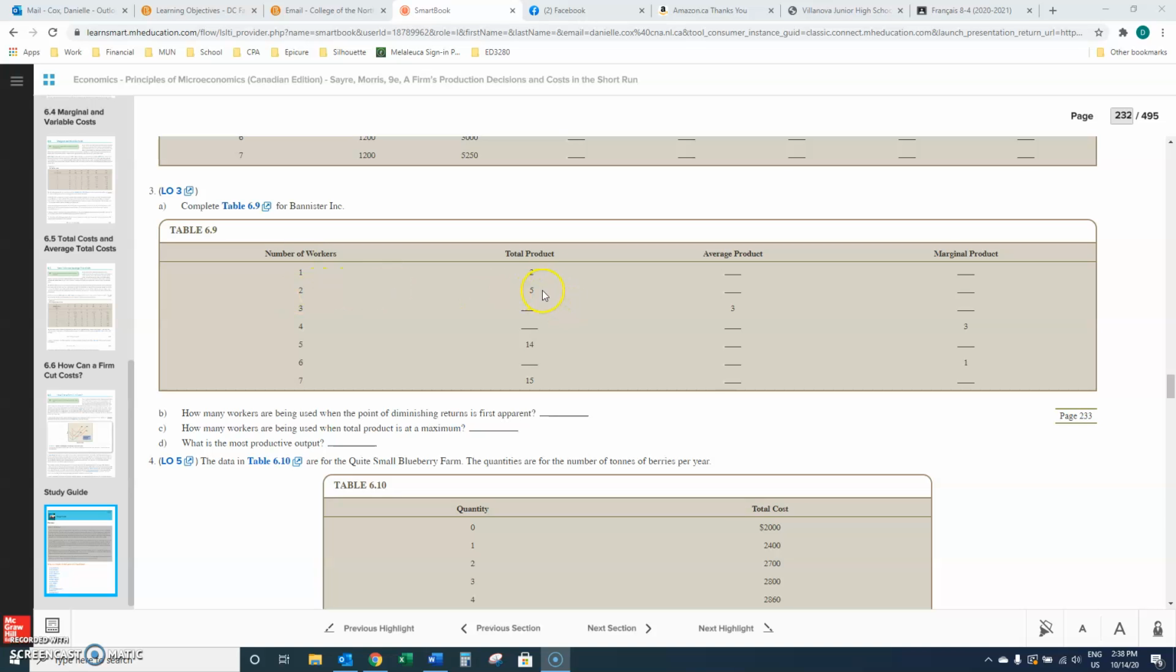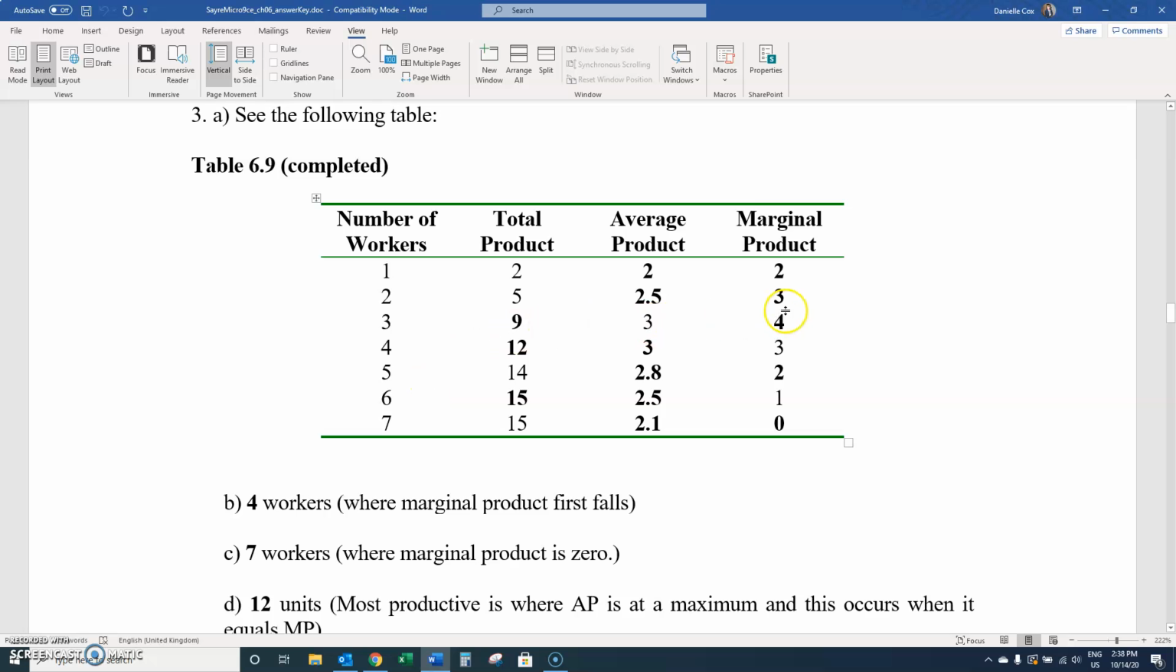Second, total product is 5, so average product is going to be total, which is 5, divided by 2. And your marginal product is going to be the change in total product, so 5 minus 2, which is 3, divided by the change in the number of workers, and it increases by 1 each time. So 3 divided by 1, which is 3. Okay, let's go back over here.